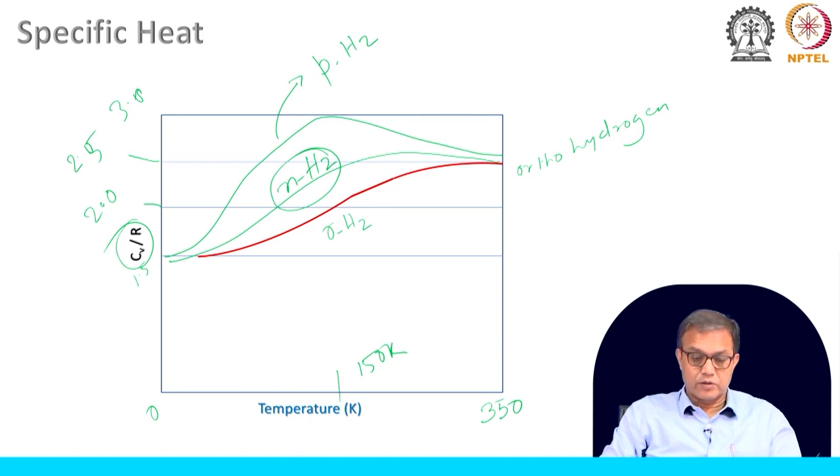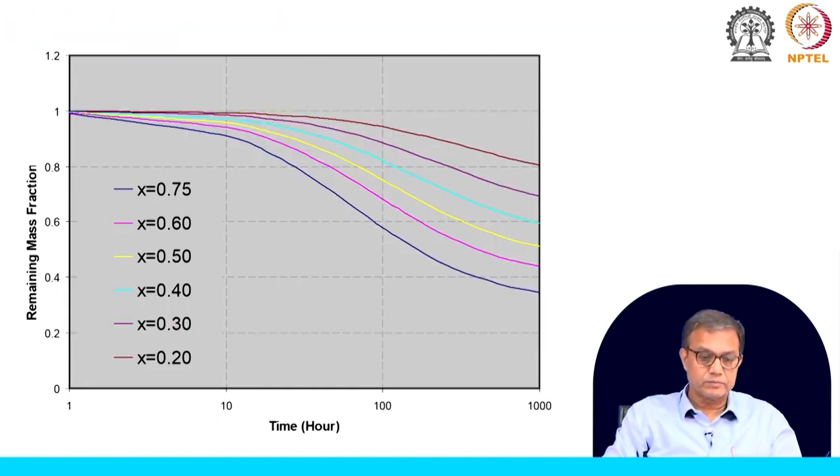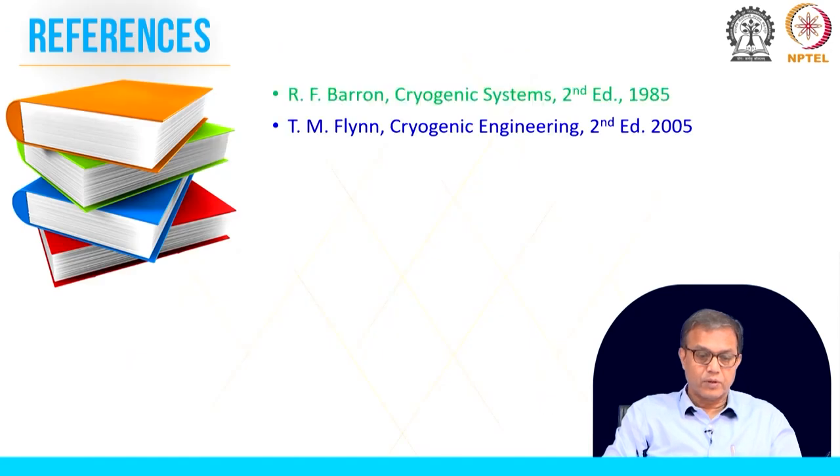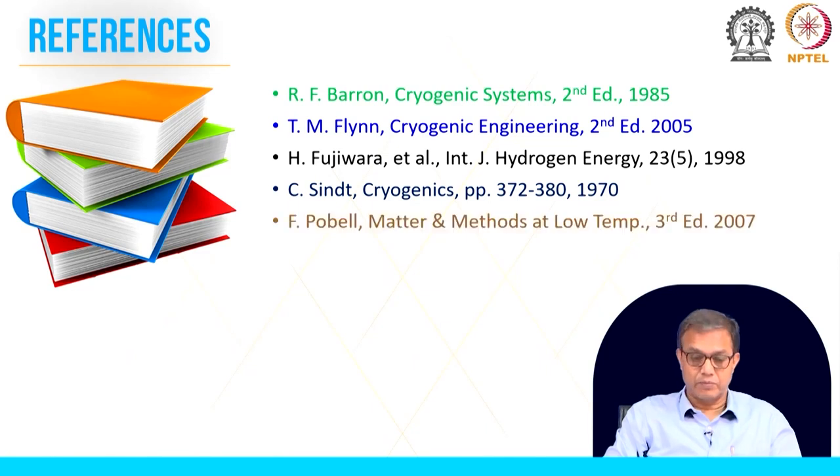Accordingly, this CV will be different, and that may change the design of your equipment. So now let us try to conclude. These are the references. You can look into Barron's book or Thomas Flynn, and these are some of the papers we have referred to. Also, you can look at the book Matter and Methods at Low Temperature by Powell.